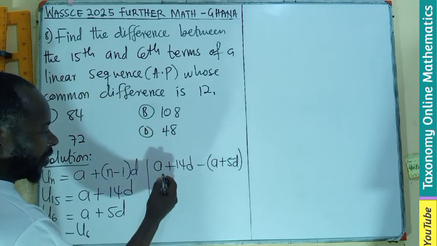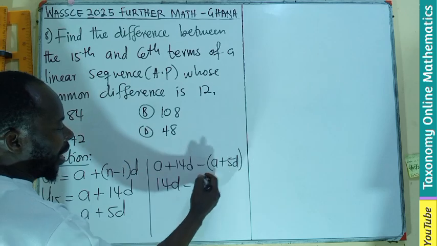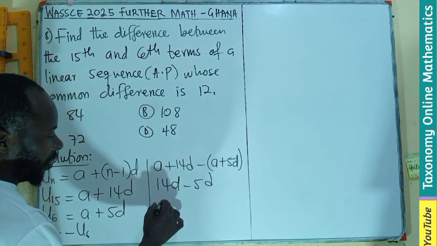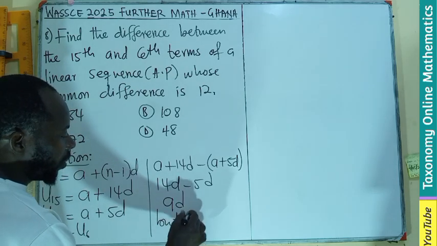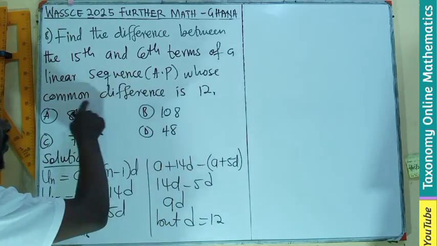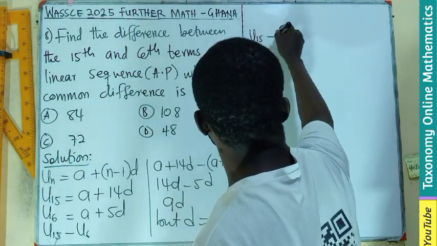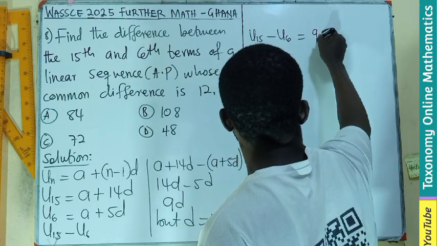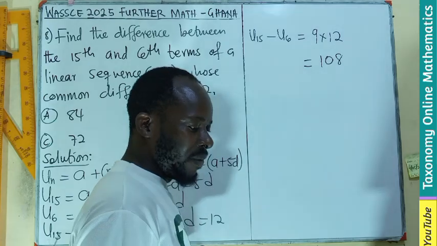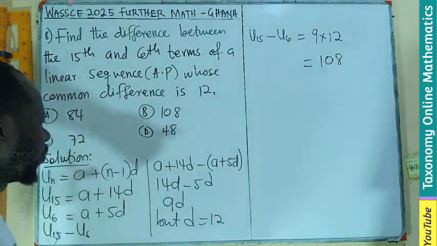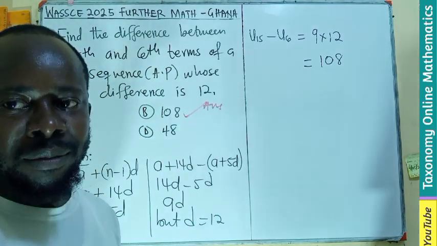But if you open this bracket, it becomes a minus a. Then I'll be left with what? 14d minus what? 5d. That makes 14 minus 5, 9d. But d is giving us the common difference, which is 12. That makes the difference of the 15th term and the 6th term to be 9 times what? 12. And that gives us 108 if we multiply that, and that is going to give us the option to be option B in the possible answers.